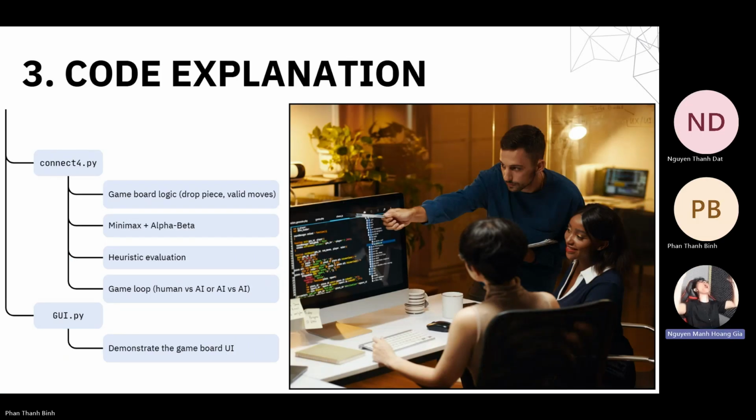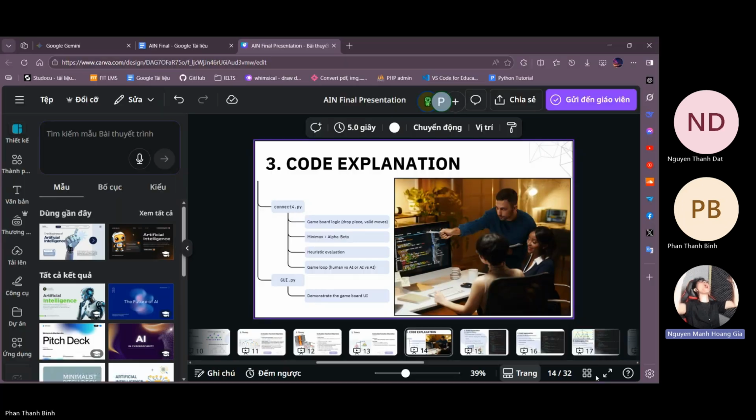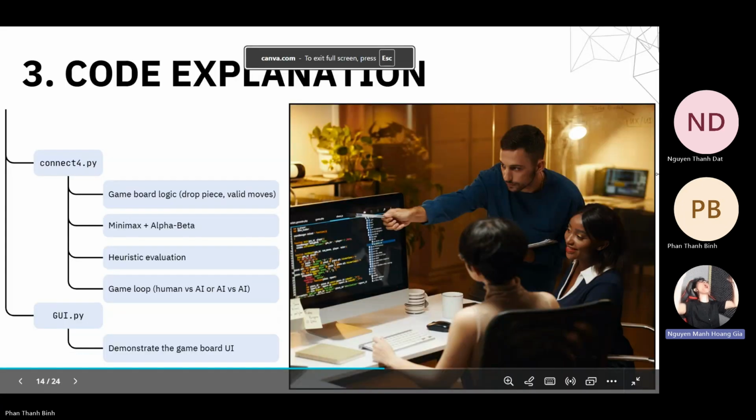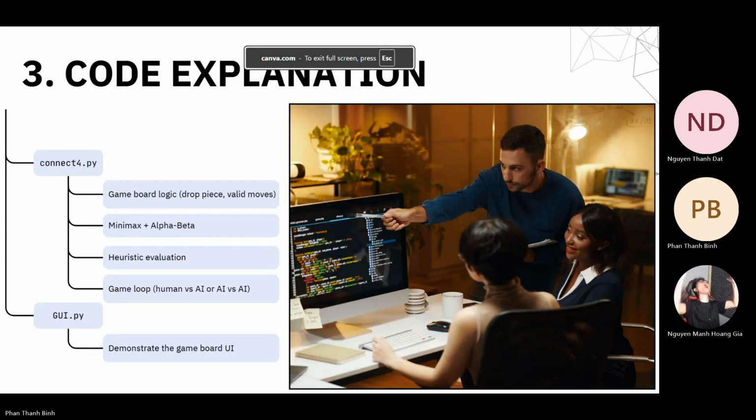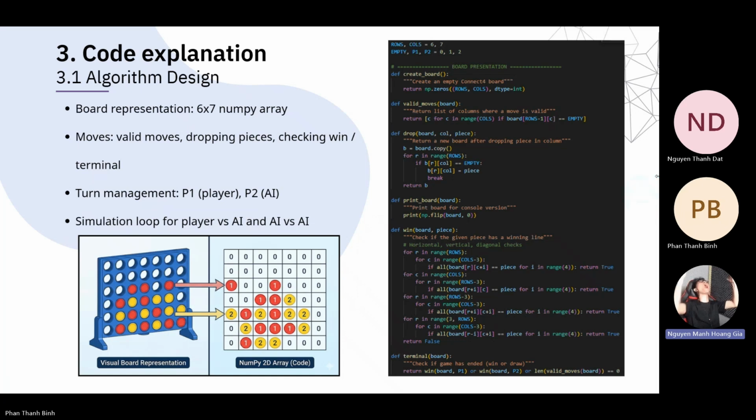In this section, I will explain how our Connect 4 AI is implemented, focusing on the algorithm design, heuristic evaluation, Minimax with Alpha-Beta pruning, and how these components work well together in both simulation and GUI gameplay. First, let me start with the overall algorithm design. The game board is represented as a 6x7 NumPy 2D array where 0 means empty, 1 represents player 1, and 2 represents player 2 or the AI.